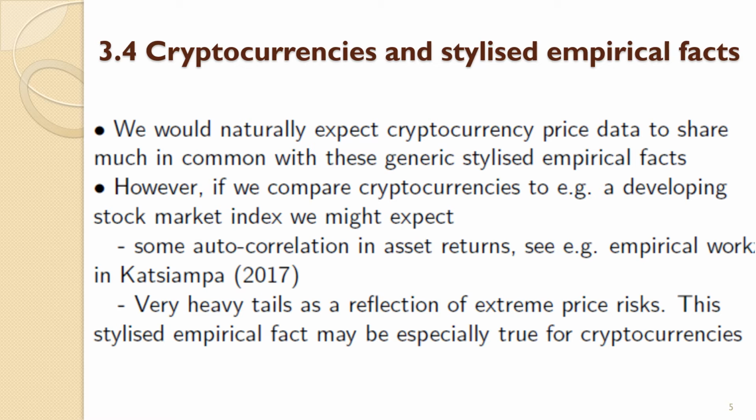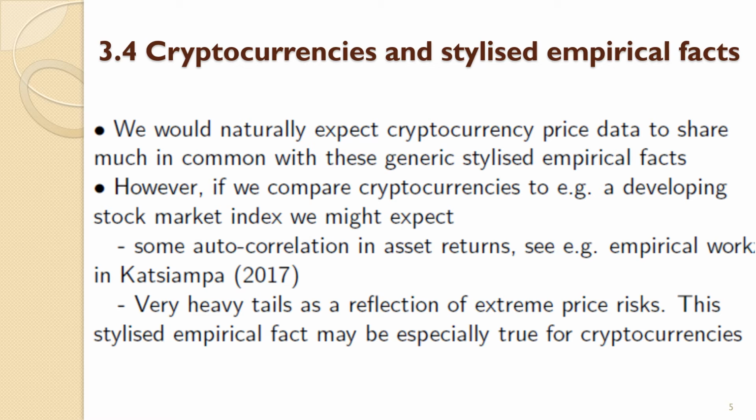However, there could be some important qualifications to this. For instance, if you compare cryptocurrencies to, for example, a developing stock market index, you might variously expect some autocorrelation in asset returns, and there's been some recently published empirical work on this in my former colleague's paper. You might also expect what are called very heavy tails as a reflection of extreme price risks.